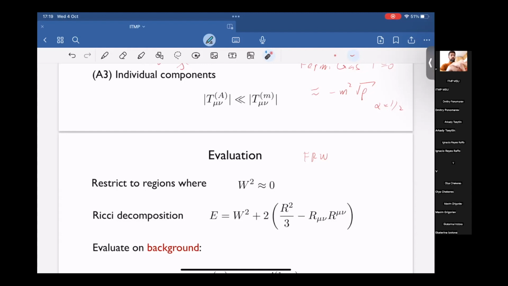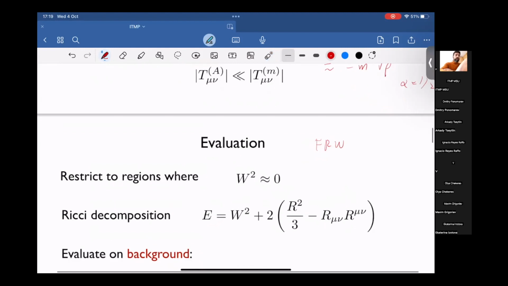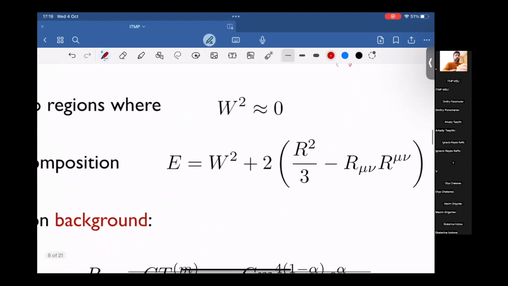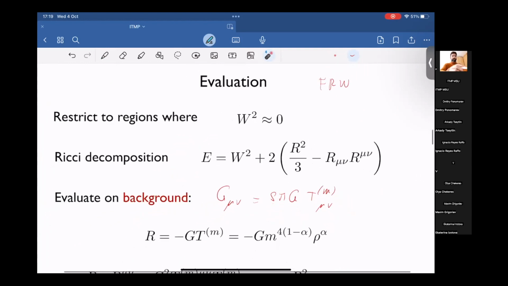So what we do now is that we want to evaluate this object on the background produced by the classical matter. By background, I mean the solution to the equation G_μν = 8πG T^classical_μν. That thing provides a solution, and on top of that background solution, we want to evaluate what the Euler class, what this object, is.